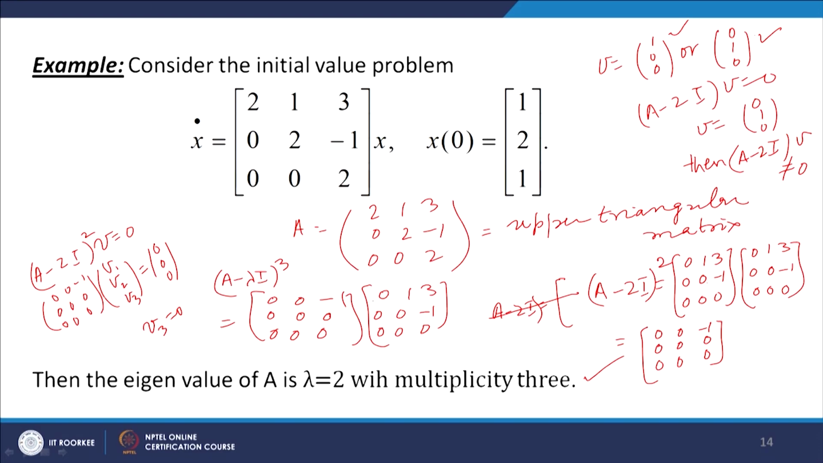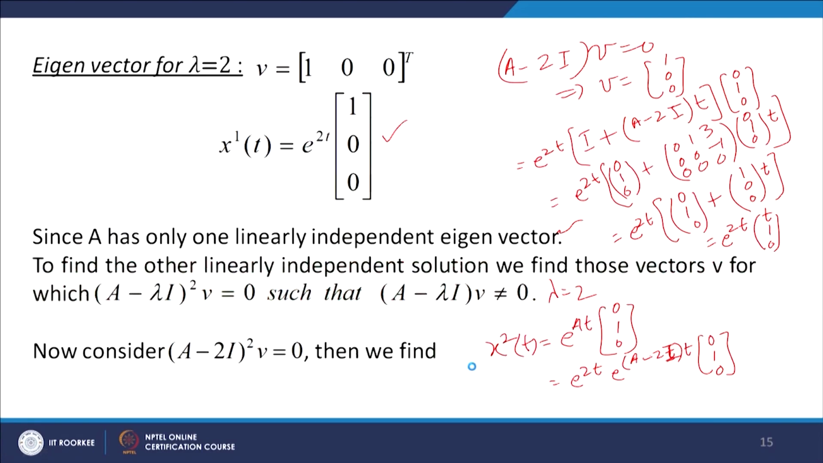So, what do you get? This first column vector is 0, so we get 0. The second, 1 0 0, gives you 0, and the third is 3 minus 1 0. When you multiply here you get this. Okay. So, (A minus lambda I) whole cube b equal to 0.